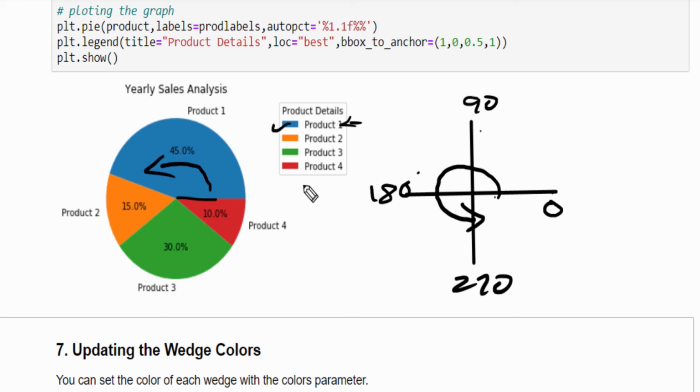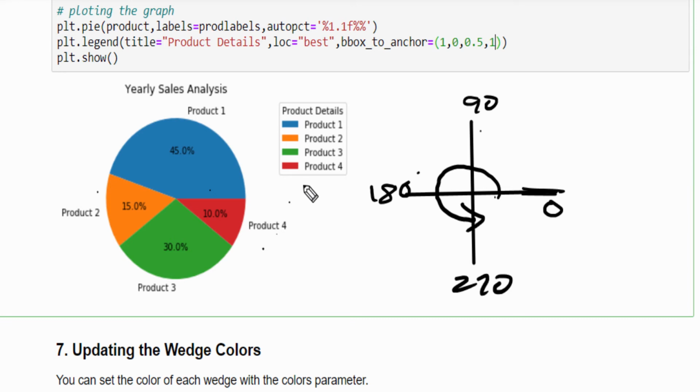Once product 1 is done, then it will start with product 2, then product 3, then product 4. So the default starting position is 0 degree. If you are not mentioning, it will start from here. The sequence will be in the anti-clockwise direction. Now we can also change these angles.